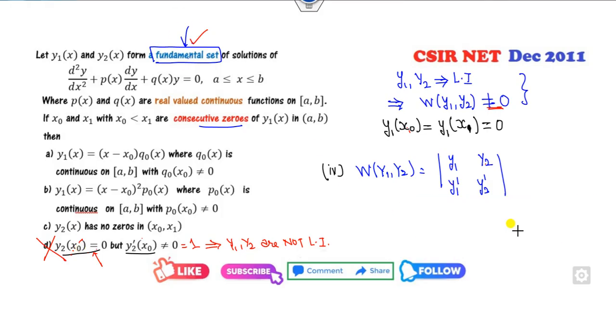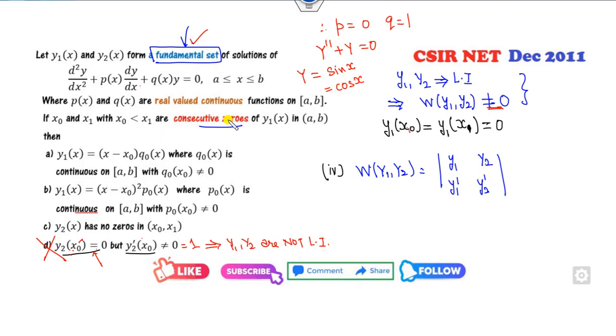Now look at this second option. Y2 has no 0 in x0 and x1. That is again very simple. You can simply take y1 and y2 as the fundamental solutions. I can simply take p as my 0, q as my 1. This is my solution equation. So we all know the solutions are my sin x, and the solution is my cos x.